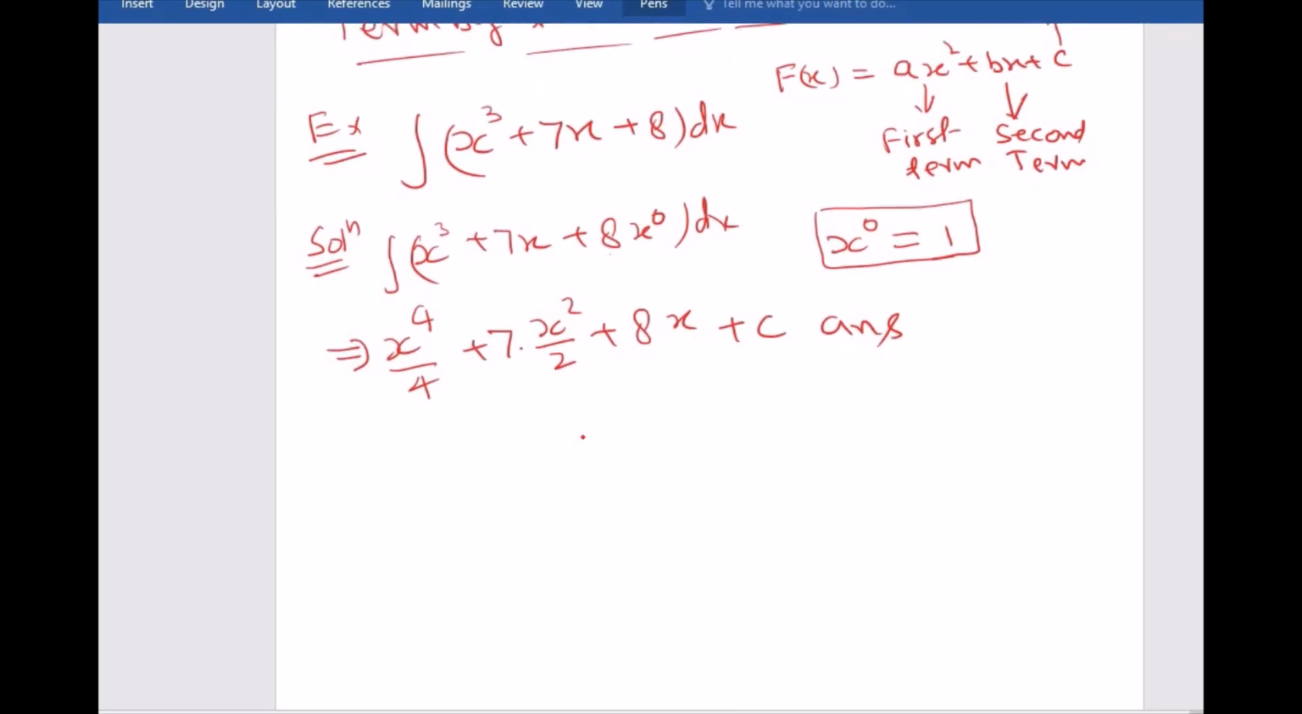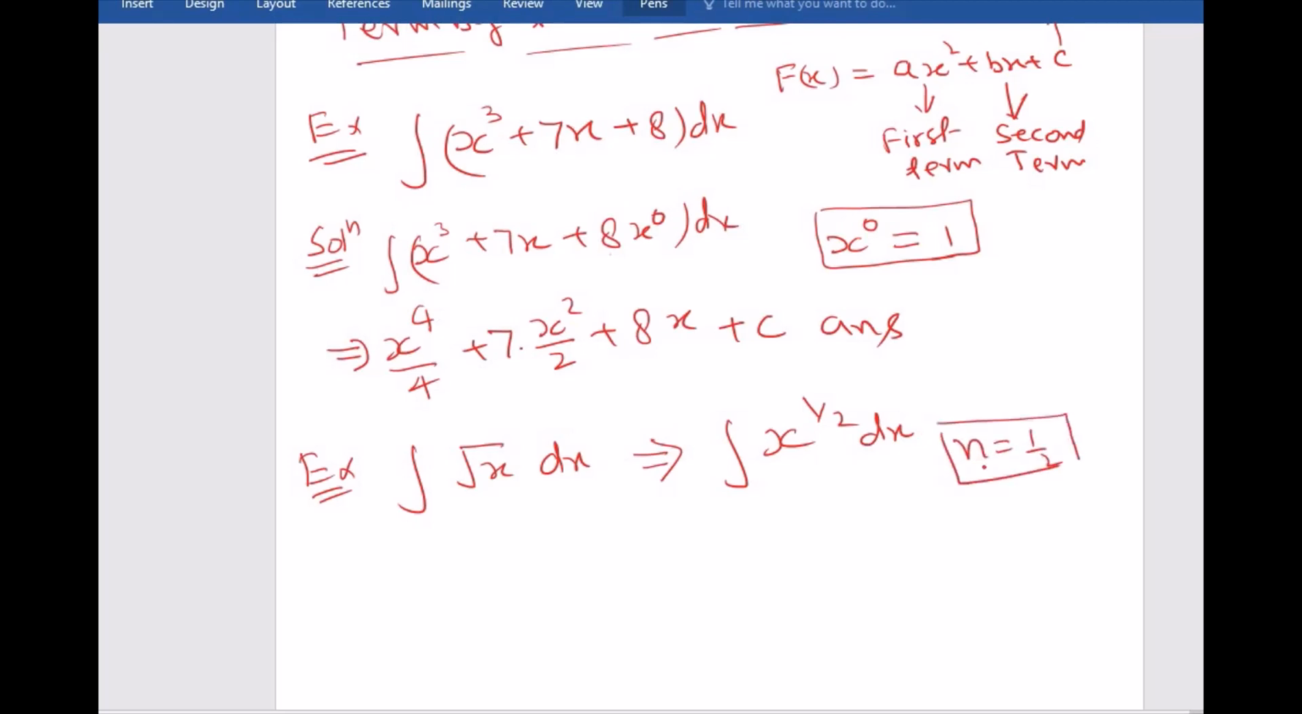Now, how can I evaluate the integration of x root of x dx? No problem. This is called the square root, and we can write it as the integration of x to the power half dx. Now check: x to the power half means in place of n, it is given as n is equal to half.